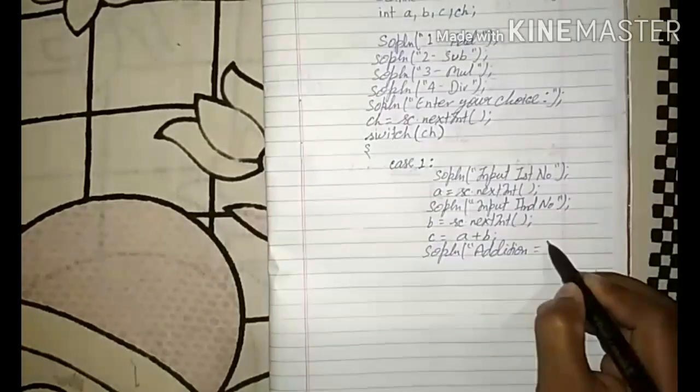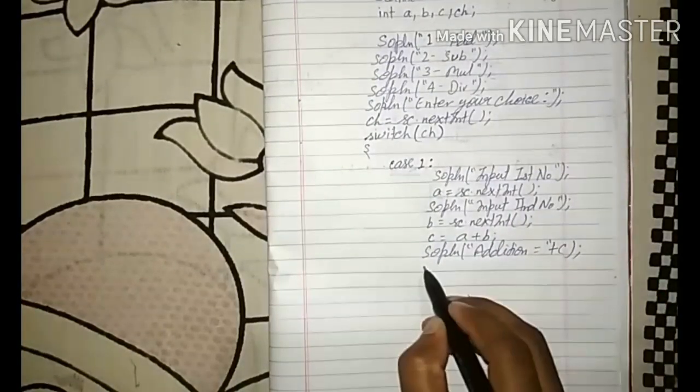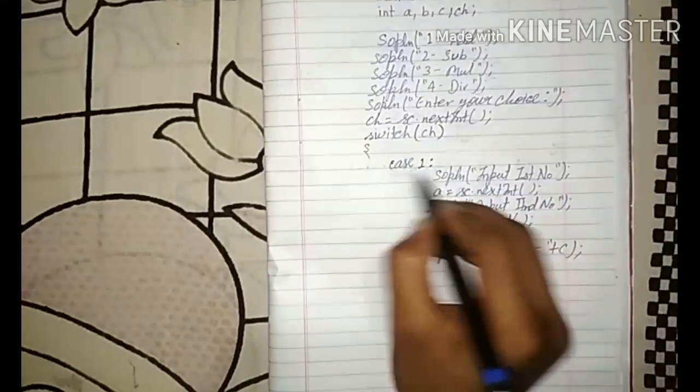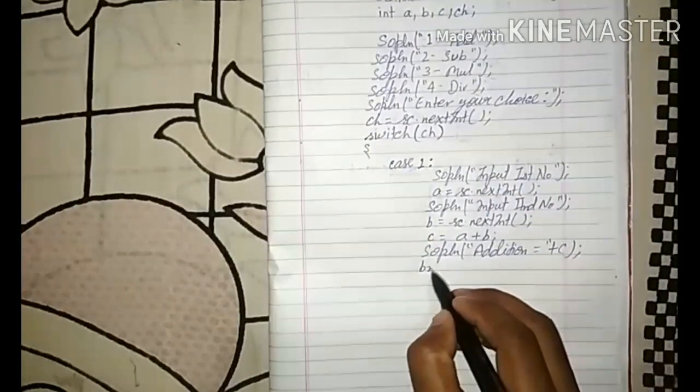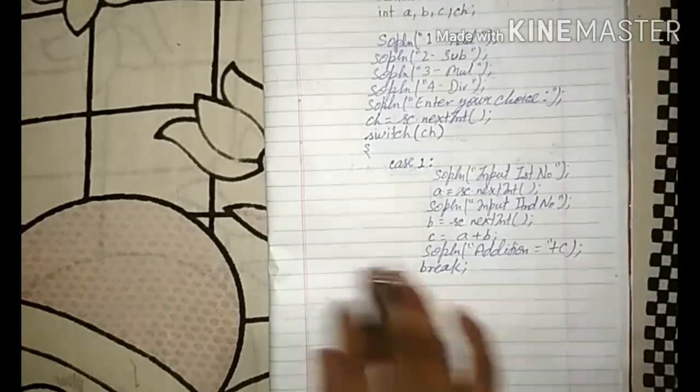Addition is equal to plus C, and after completing case 1, we have to write break. If we do not write break, our next case will be automatically executed. That's why there is a need to write break. This is the point I have already told you in the previous video.